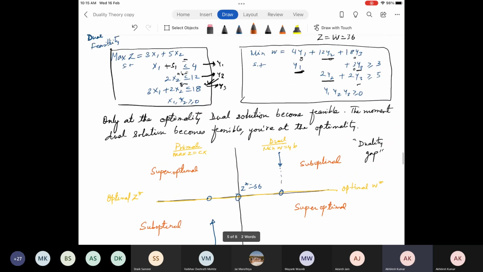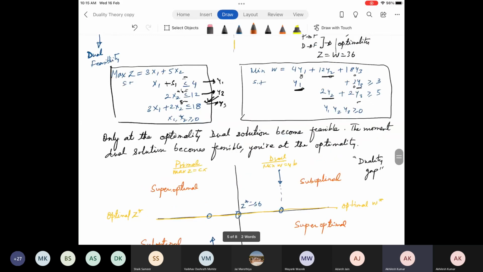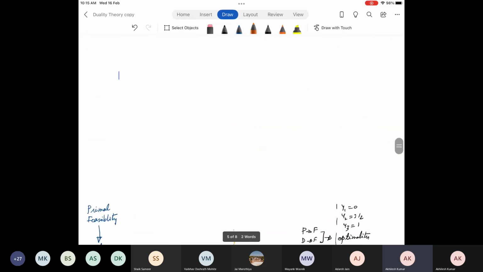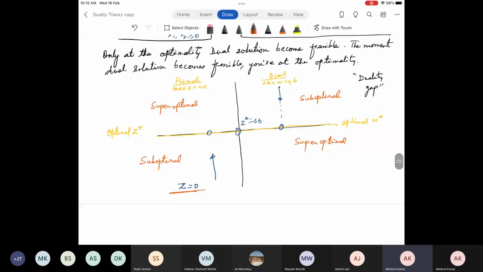What suboptimal and superoptimal mean is, if you are at a solution, let me show here, x1 and x2 both equal to 0. So your G value is 0. Then you move to the next solution, coming up to 0,6. G was equal to 30. Again, you are in the suboptimal region. You have not yet reached the best value, which is the optimal.